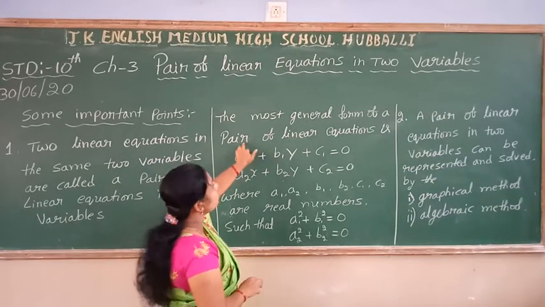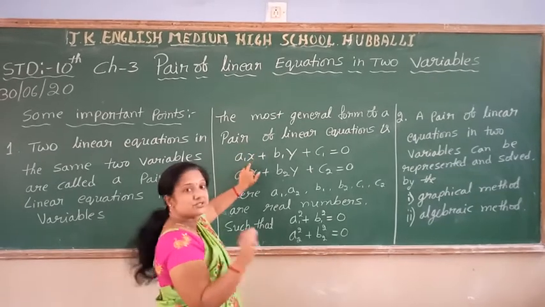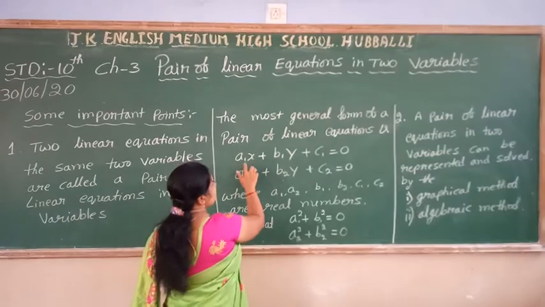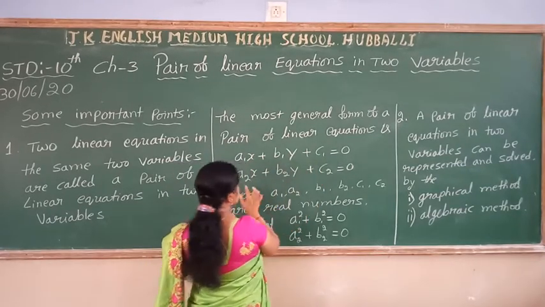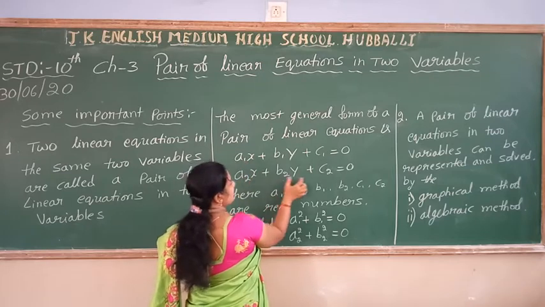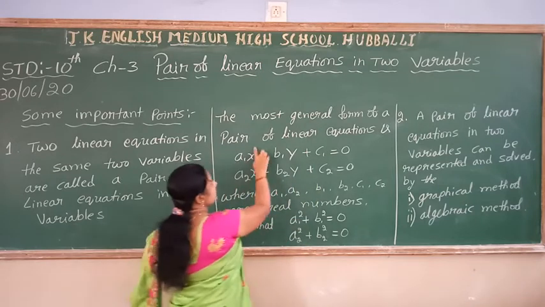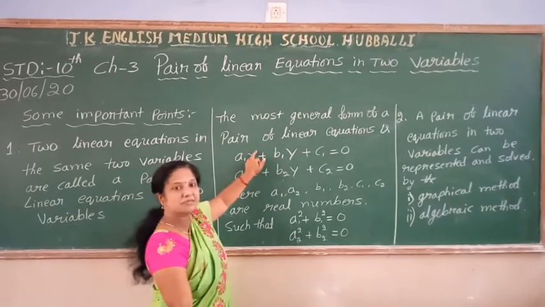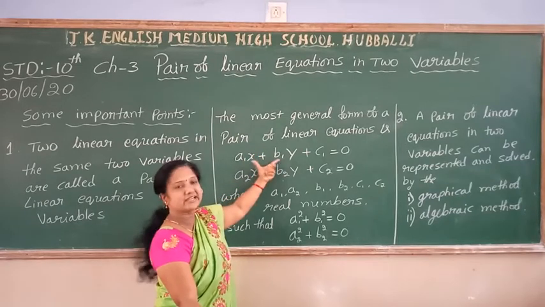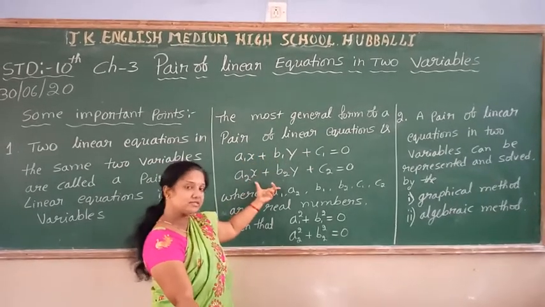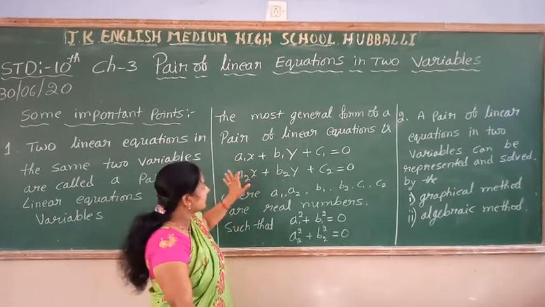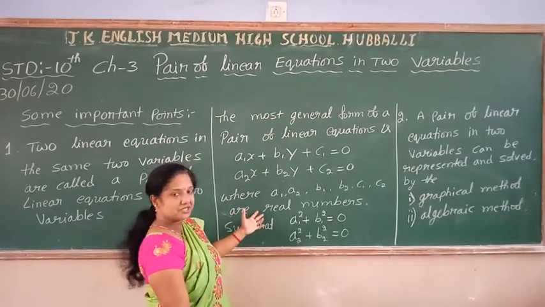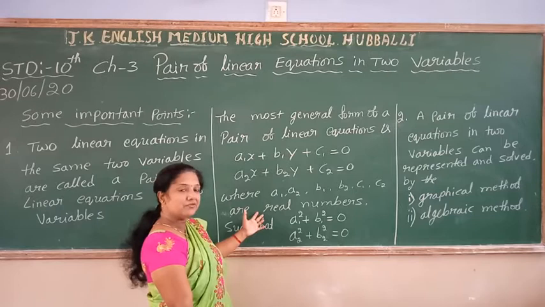The most general form of a pair of linear equations, so generally how we can write those two linear equations in two variables, is a1x plus b1y plus c1 is equal to 0, and a2x plus b2y plus c2 is equal to 0. This is a linear equation of two variables x and y. Linear equation means the highest power is 1. Here the two variables are x and y. Here also x and y are the same variables, but a1, a2, b1, b2, c1, c2 are real numbers. They can change. The variables should be the same and the power should be the same.